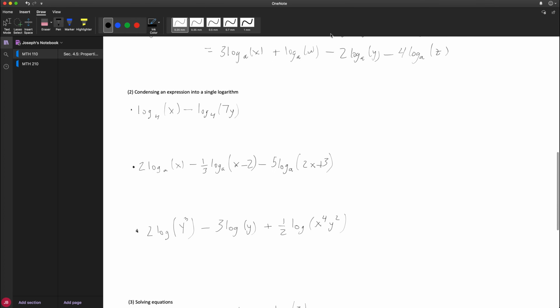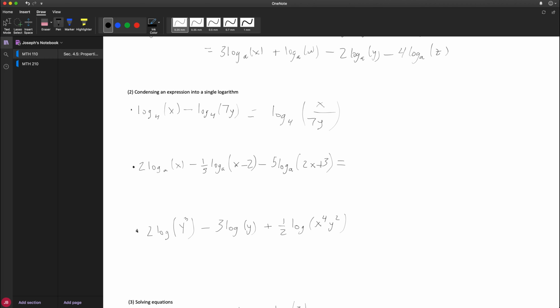All right, so looking here, well, they both have the same base, so check. And now there's a minus between them, so this is really just the log base 4. This goes in the numerator, this goes in the denominator. So x over 7y. Okay. Now here, these are all base A, so that's good.